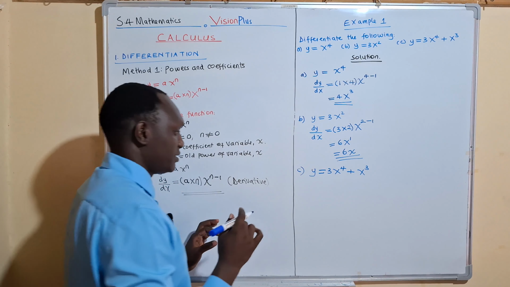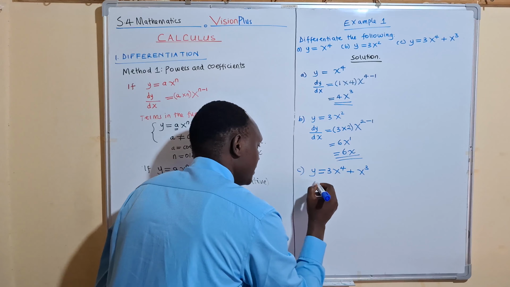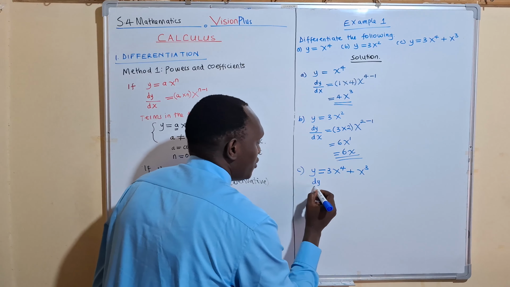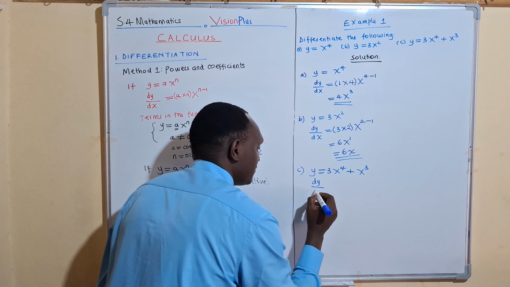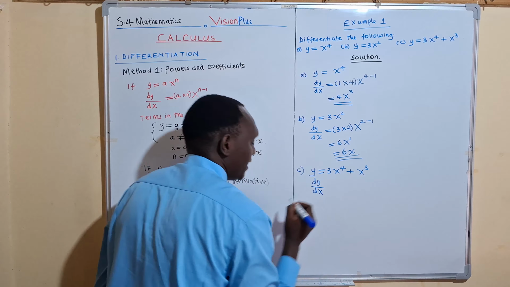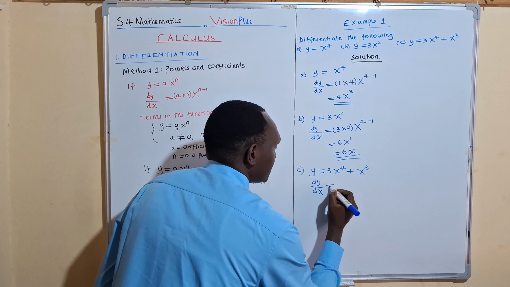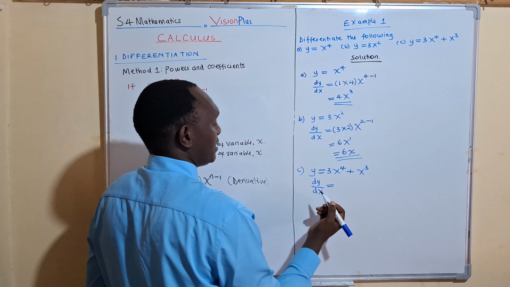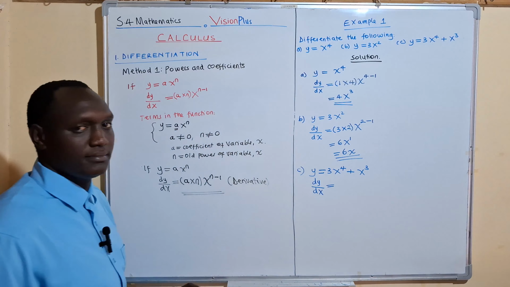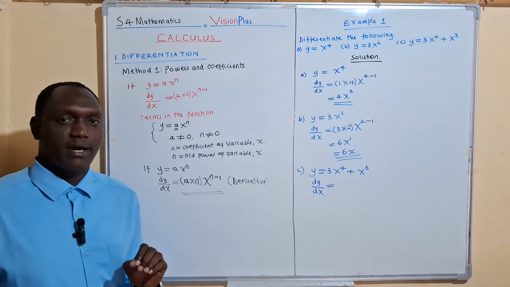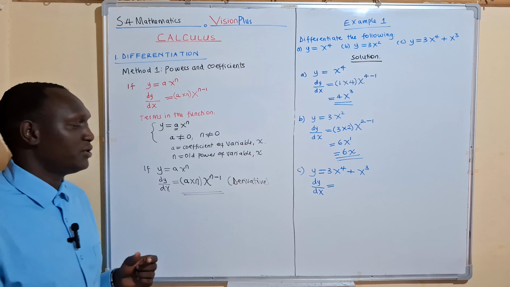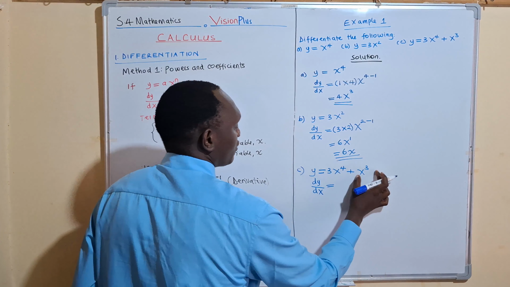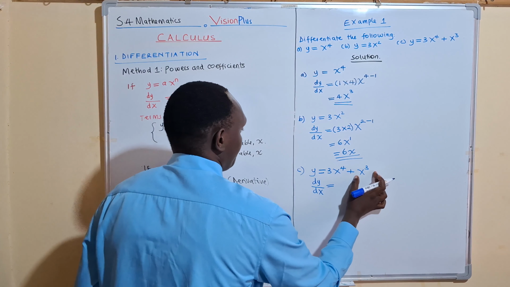Now, we are going to say differentiating function y with respect to its variable x. So dy/dx becomes, we apply the same laws, but a term at a time. In the first case, we shall consider this term, and then after we shall go and consider the second term.